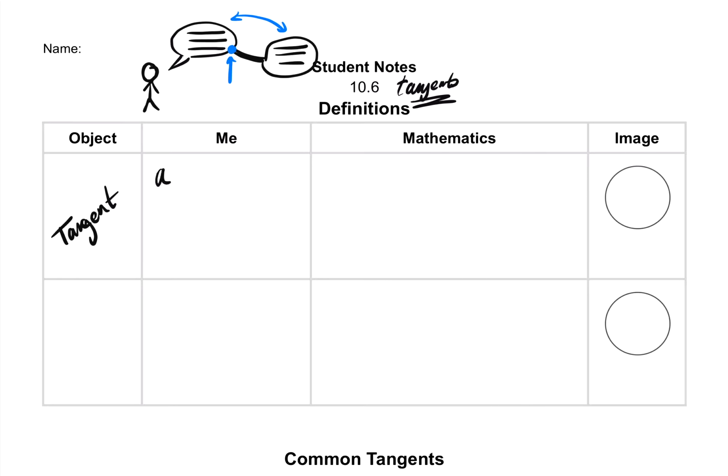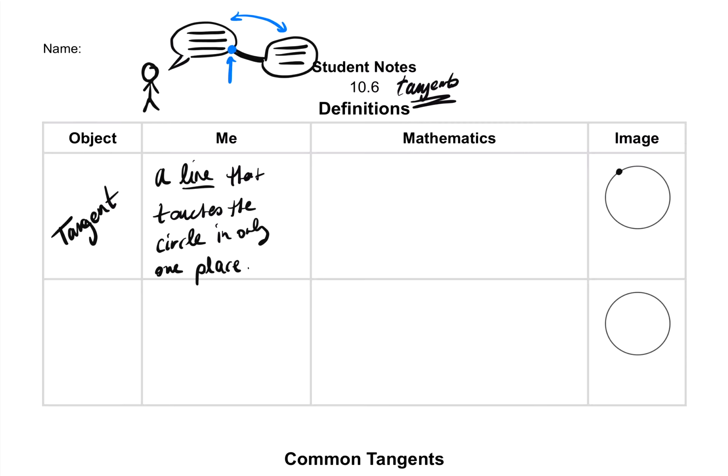It's a line. I'm going to stress that it's a line that is related to the circle, that touches the circle in only one place. In only one place. Okay, if I came over here and I draw that, I'm going to pick a point. Now I have to pick a line that touches the circle I just drew at only that point.